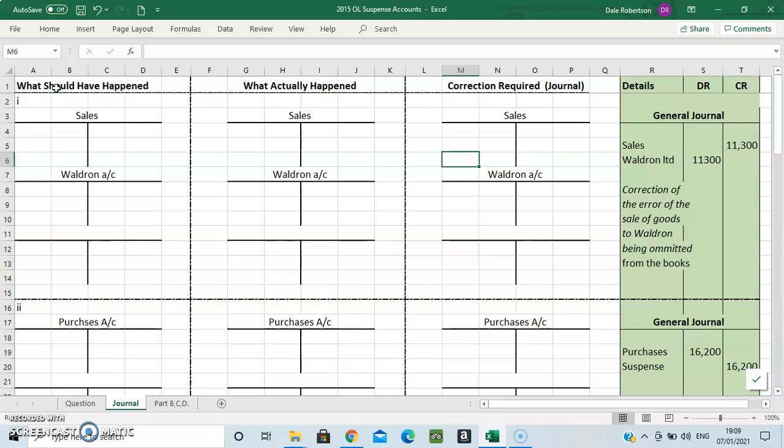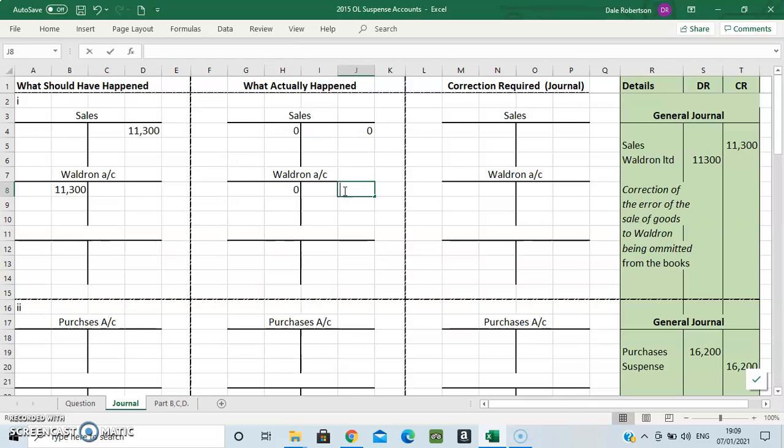what should have happened? This is our happy place where we write down what should have happened. Well, we know that sales is an income, and therefore on the credit side, it should have been 11,300 on the credit side here, and it should have been 11,300 on the debit side of our debtor, who is Waldron Limited. And that's the correct entry for that. What actually happened is that nothing happened, so therefore this is a 0 and a 0. There was no entry of any description here.